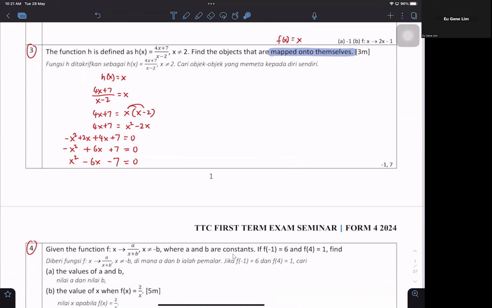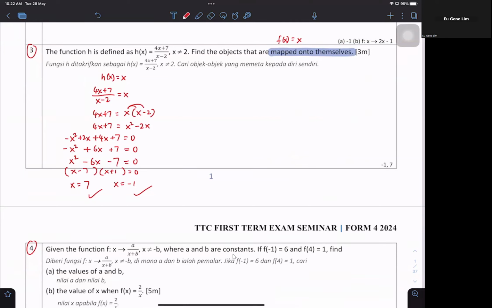What do you get? You get x equals 7 and negative 1. Then you write the brackets. So x minus 7, x plus 1. Done. That's the answer. Okay, I understand. Make sure every time you change the first one to become positive first. Always make the first one positive first, then only you press the calculator. Negative becomes positive, positive becomes negative.